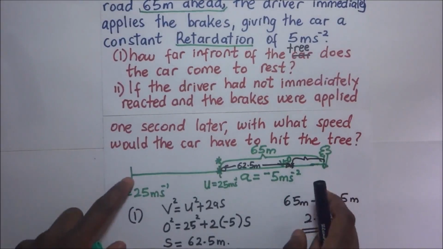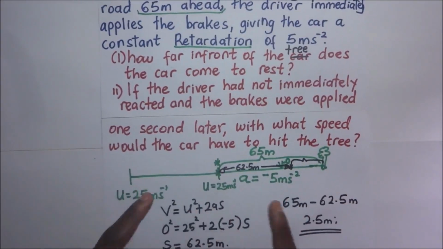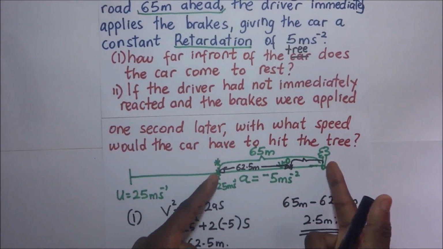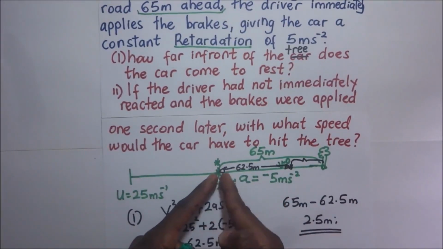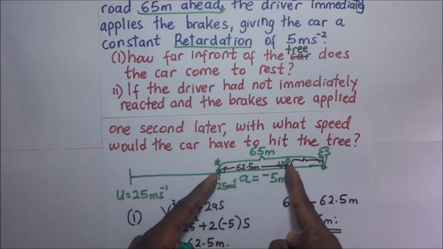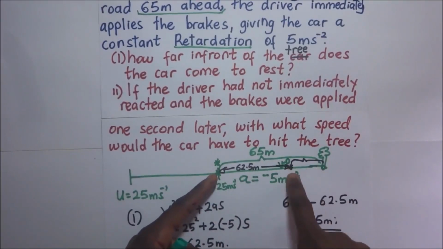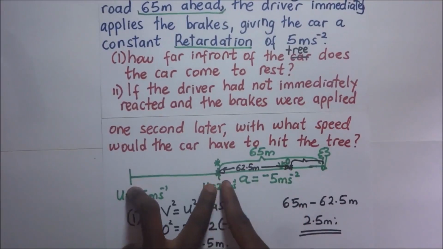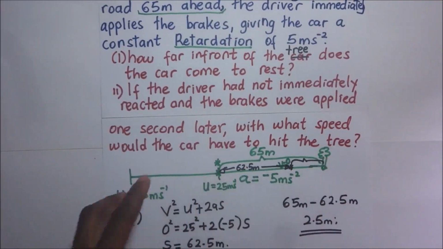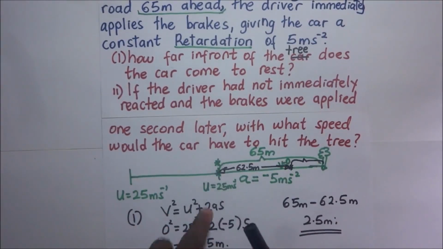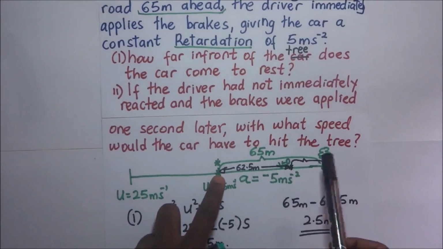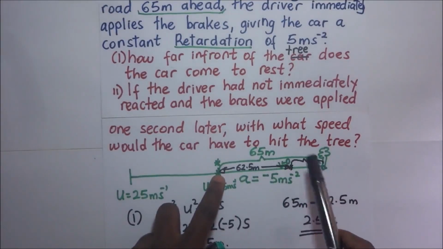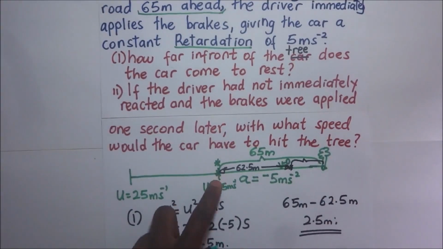Again, as he was moving, he notices that the tree is 65 meters ahead. He applies the brakes, and he's able to stop somewhere before he hits the tree. Now the question is telling us, what if he had not applied the brakes immediately, but delays by just 1 second? The question implies that he is definitely going to hit the tree. So with what velocity does he hit the tree?